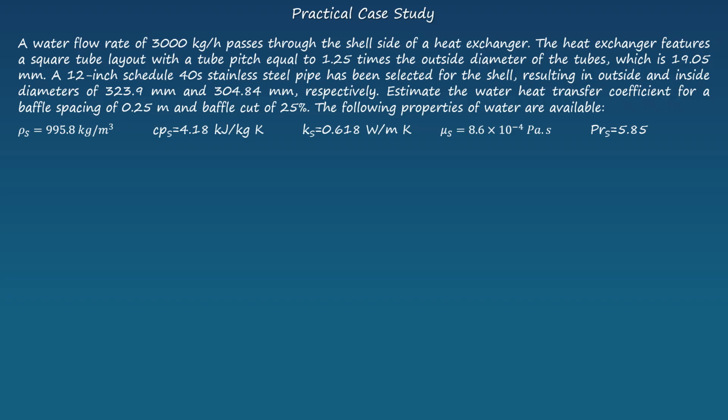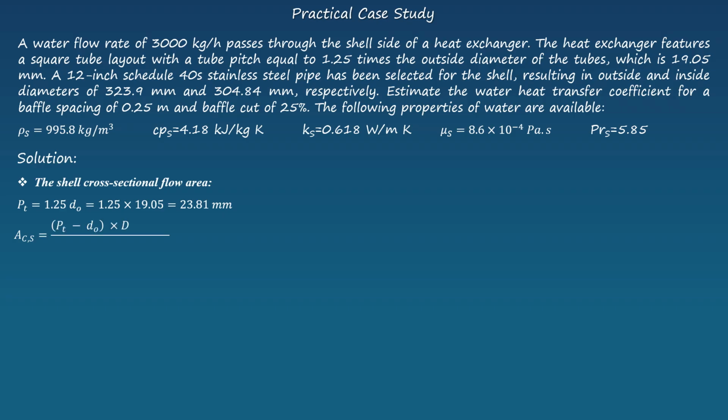We have all the properties of the fluid that flows on the shell side, which is water, and we have a Prandtl number equal to 5.85. The solution for this equation, we may follow the same procedure as mentioned above in the previous slides. First, we have to calculate the tube pitch, 1.25 d naught, which is equal to 23.81 millimeter.